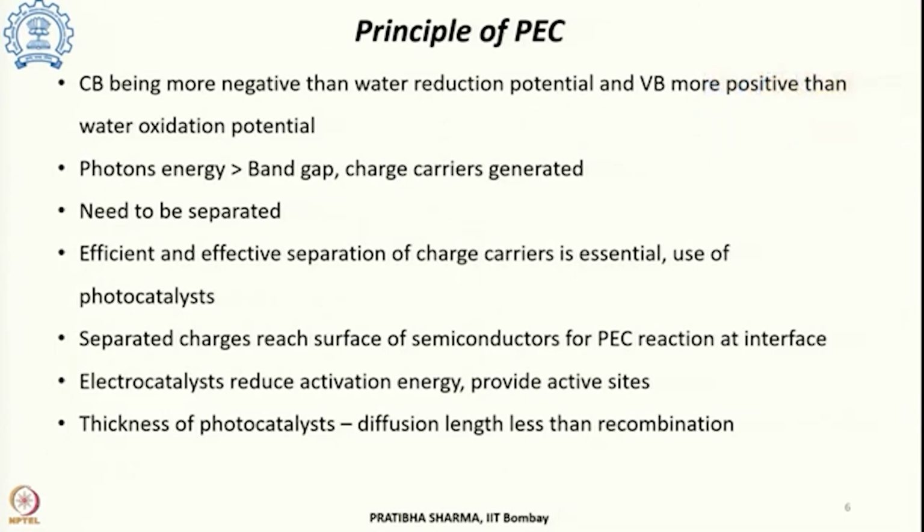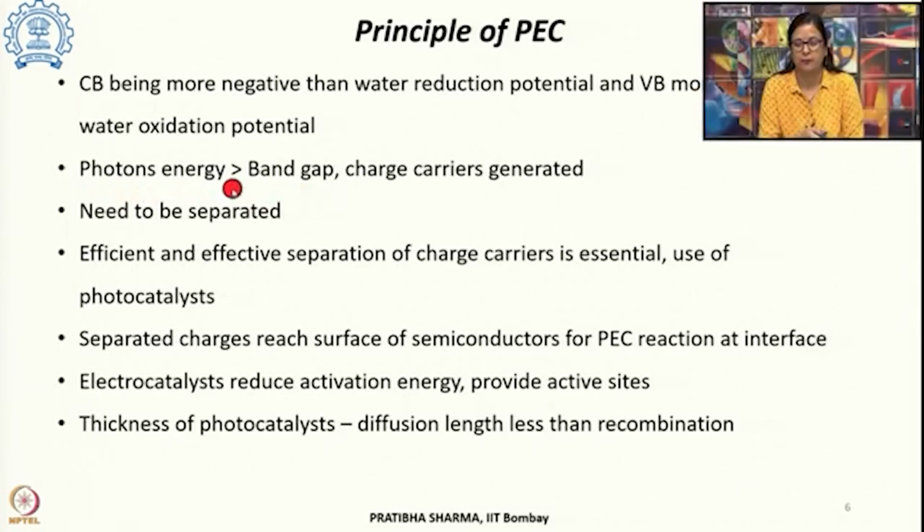Now, if we look at the basic principle of the photoelectrochemical process, as we have seen in the earlier figure, the requirement is that the conduction band should be more negative than the water reduction potential, and the valence band should be more positive than the water oxidation potential. So, when sunlight falls onto such a semiconductor material, the energy of the photon should be higher than the band gap, and once it is higher than the band gap, electron hole pairs are created. So, these are the charge carriers which are generated.